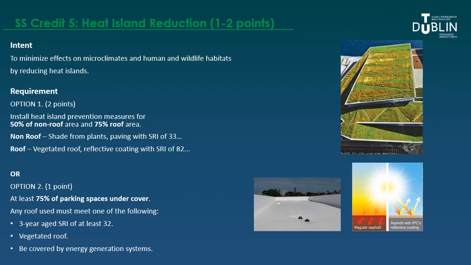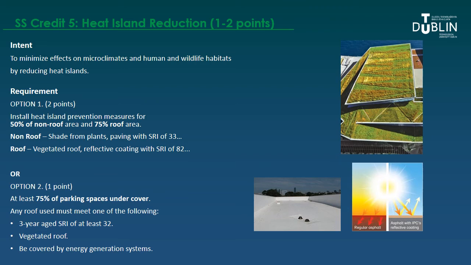That's worth 2 points because it's obviously the better thing to do, and then you get 1 point if you just have at least 75% of the parking spaces under cover, and they need to be under cover by a 3-year aged SRI of at least 32. And that means that if its initial SRI is higher, let's say it's 60, after 3 years it's at least 32. If you don't have the value for the 3-year deterioration value, then you need to meet the initial SRI over that period.